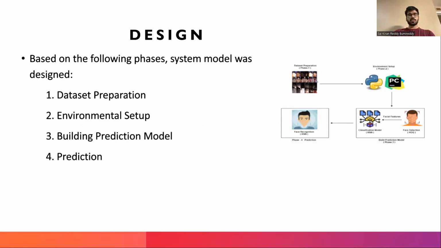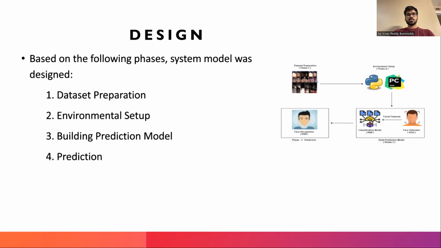Coming to the model design, we have four phases, namely dataset preparation, environmental setup, building the prediction model, and the final phase is prediction. In phase one, we'll prepare the required dataset with the missing children images. We have a customized dataset, which will be increased based on the number of children images uploaded. Here, the authority and the public will have to upload the children images when the search for child images is not matched with the storage server.